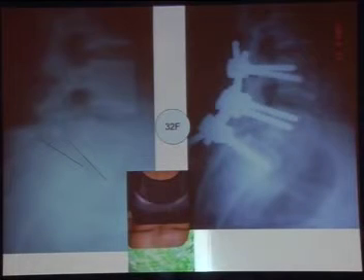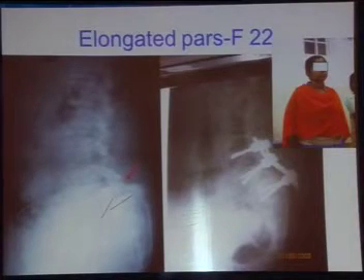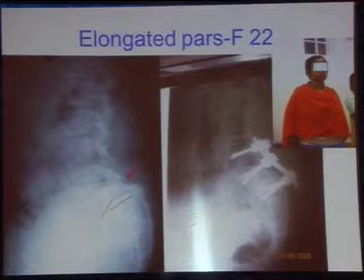Here is another, see the angular relationship between the L5 and S1. It was also reduced and a circumferential fusion done. And here is another variety with an elongated pars. There is a 22-year-old lady, postpartum. She had persistent symptoms. This elongated pars was also reduced and a circumferential fusion done.